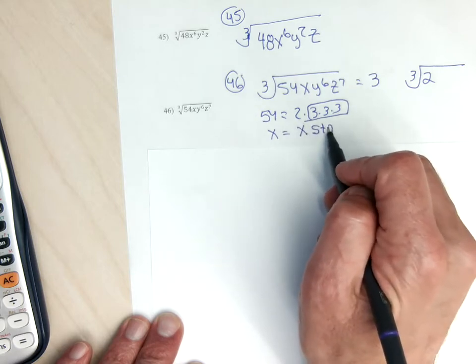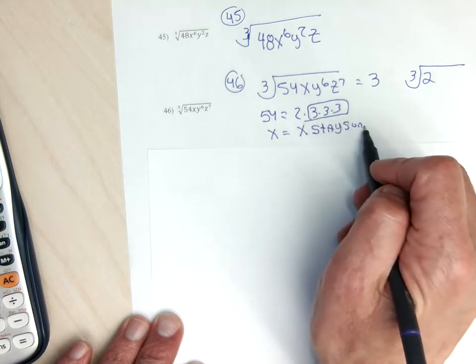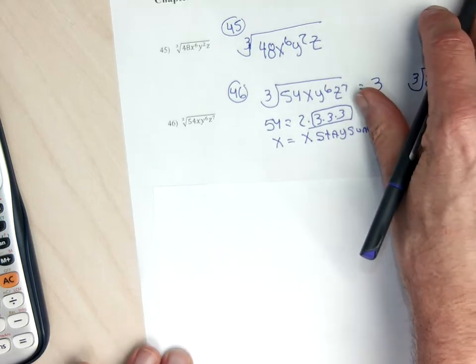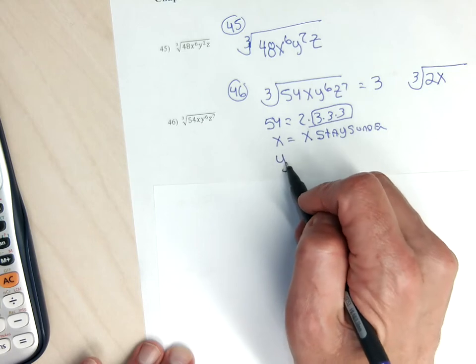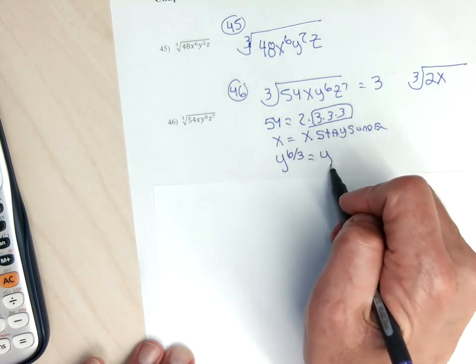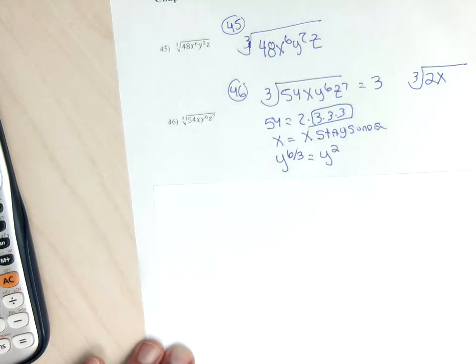For the x, there's not a 3 of a kind, so it's going to stay under my radical. For the y to the 6th, it would be slick if I just divided its exponent, because the dividing doesn't give me a fraction. It's quicker to simplify by dividing.